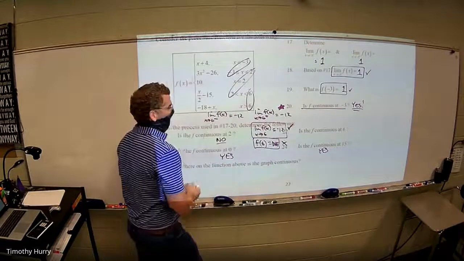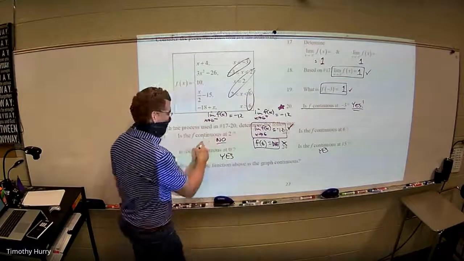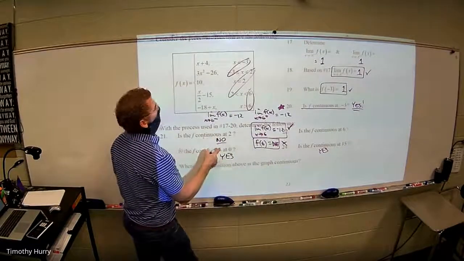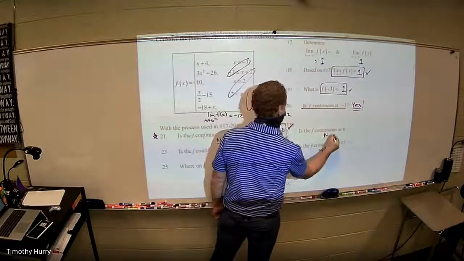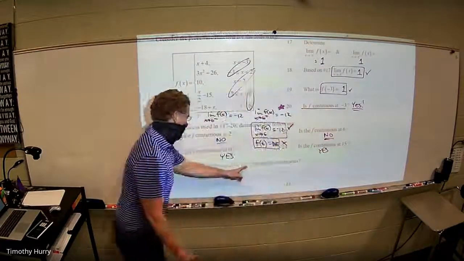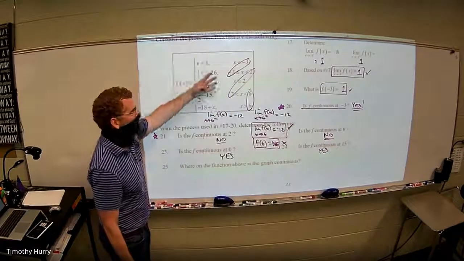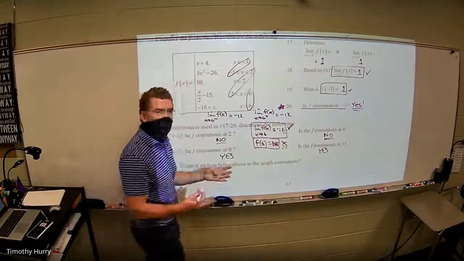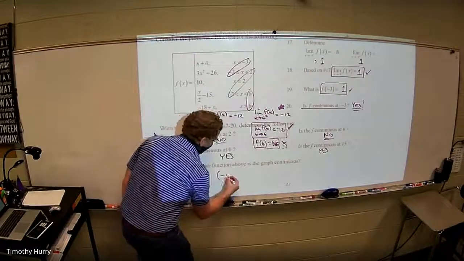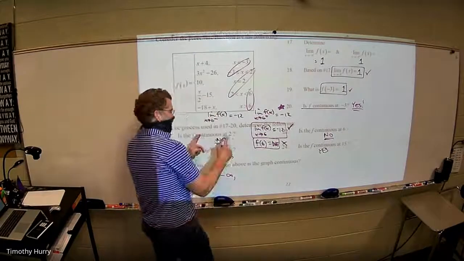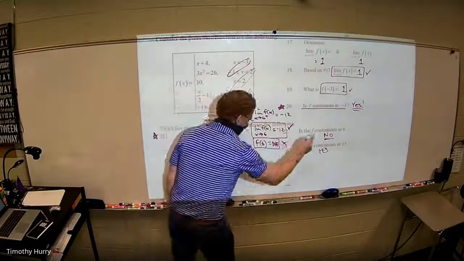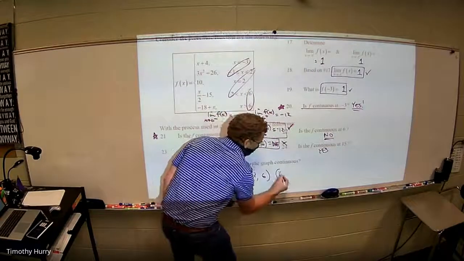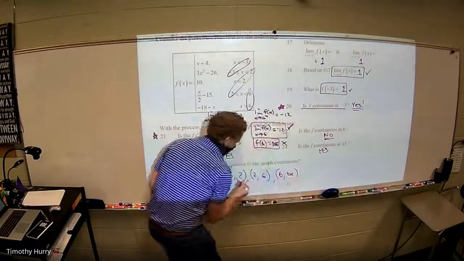But in this case, I had a no here and I had a no at 2 and I had a no at 6. So if I want to know where it's continuous, I have checked everywhere that I possibly need to check. So I'm going to say everywhere except -3, not at 2, and not at 6. But everywhere else, it's good.